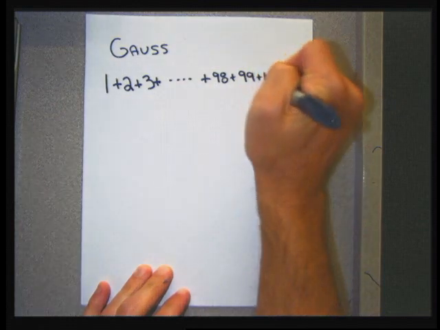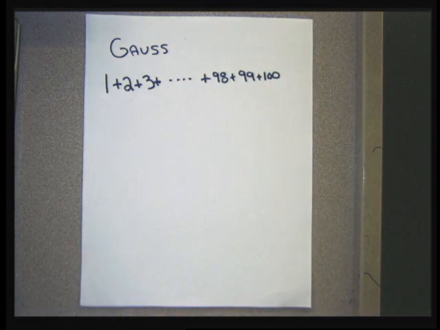To add up all the numbers between 1 and 100. And Gauss, after about 2 seconds, wrote a number on his chalkboard, turned it over, and started doing whatever he found more interesting than doing that. And the teacher came up to Gauss and said, there's no way you can be done already. This is ridiculous. This is impossible to do this fast. How do you know you're right?